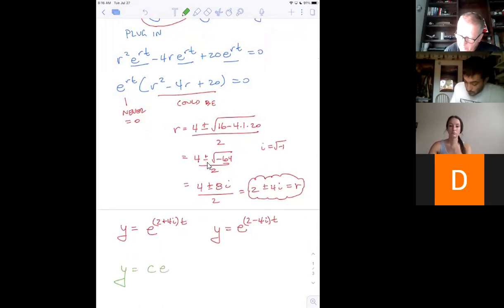So I could put a constant in front of this one. And I'm going to write this a little different now. I'm going to distribute the t into both of those. I'll show you why in a second. So I just distributed the t. And the same thing would be true for the other one, e to the 2t minus 4it. And so we said those could have constants in front of them, and they don't even have to be the same constants. We call them C1 and C2.